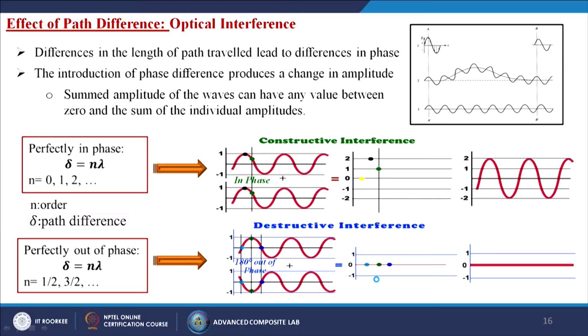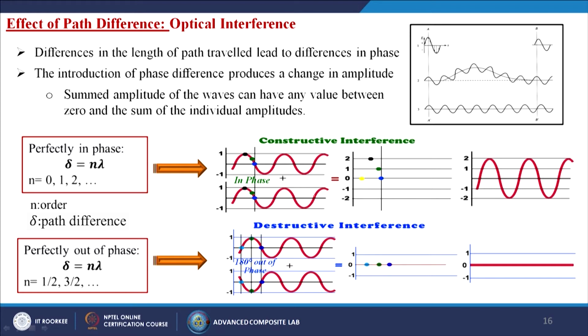Now, we are talking about the effect of the path difference. First, we will discuss optical interference. Differences in the length of path travelled lead to differences in phase. The introduction of phase difference produces a change in amplitude. The summed amplitude of the waves can have any value between 0 and the sum of the individual amplitudes. When we are talking about constructive interference, in this particular case, generally the n value is around 0, 1 or 2, where n is the order and delta is the path difference.